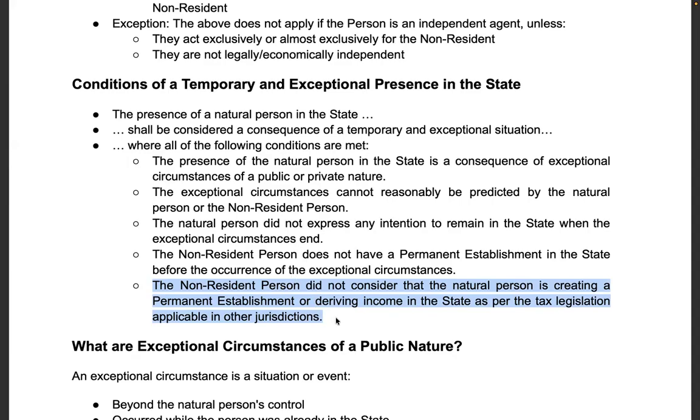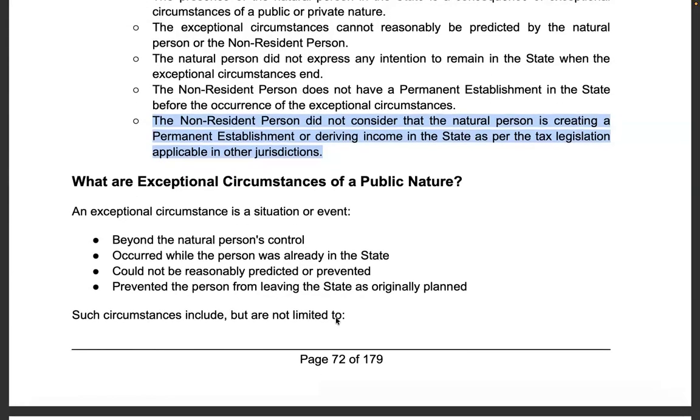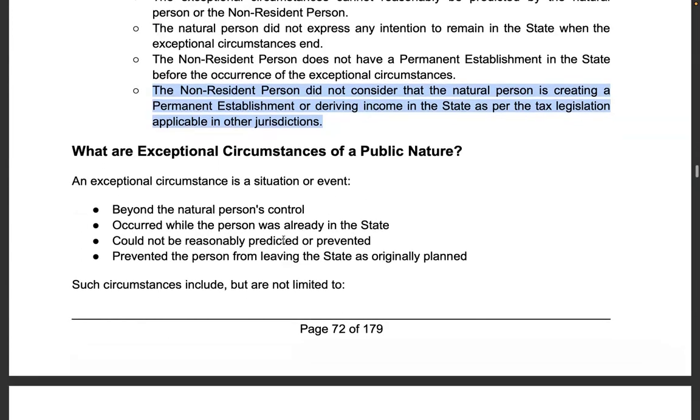So this is basically trying to give relief to the non-resident person. There was more discussion needed. Like, okay, what are the circumstances of public nature? Exceptional circumstances is a situation or event beyond the natural person's control, occurred while the person was already in the state, could not be reasonably predicted or prevented, or prevented the person from leaving the UAE against their original plans.